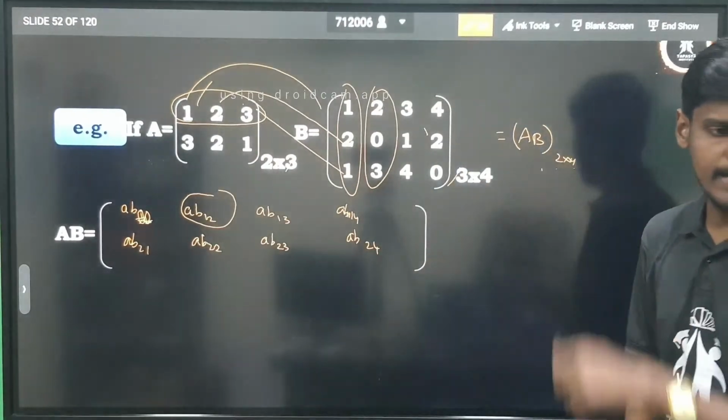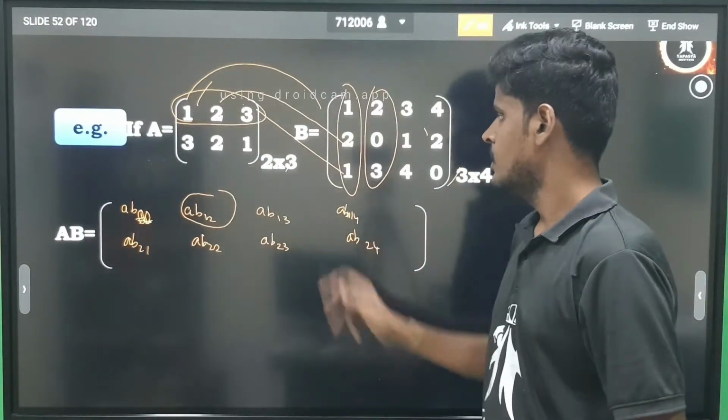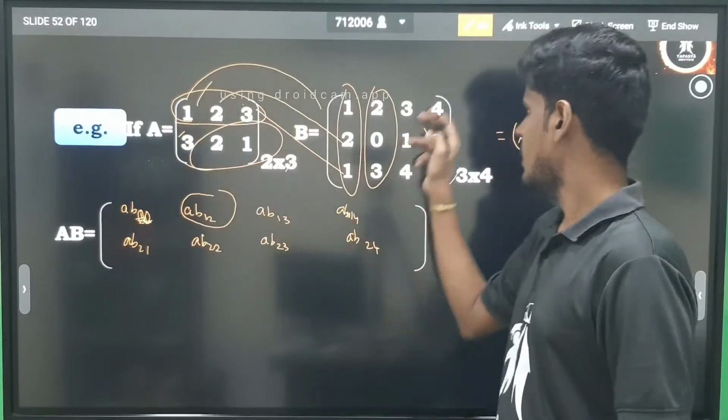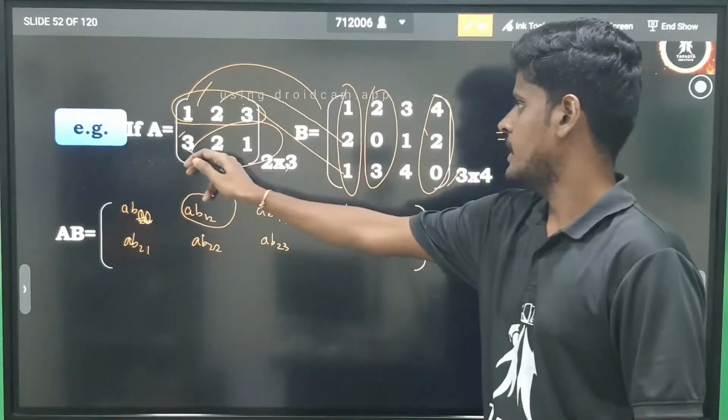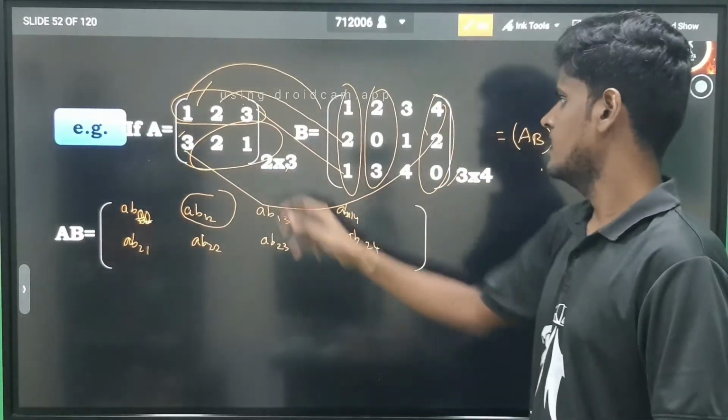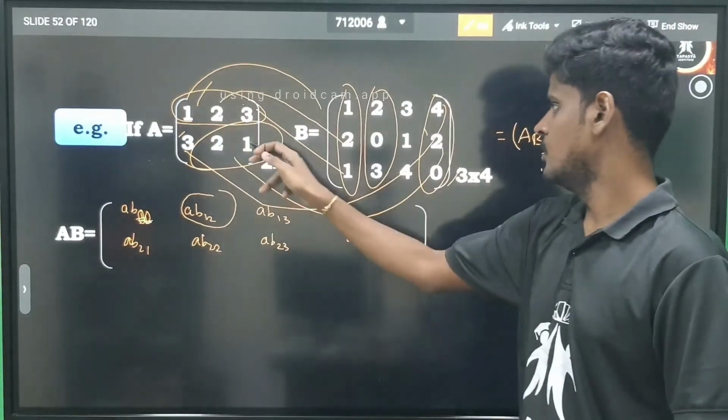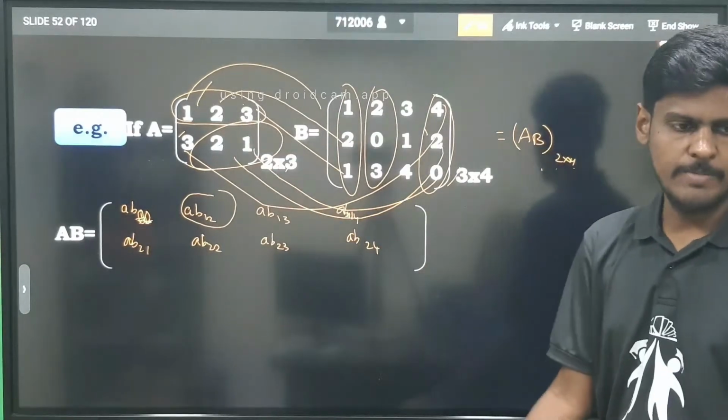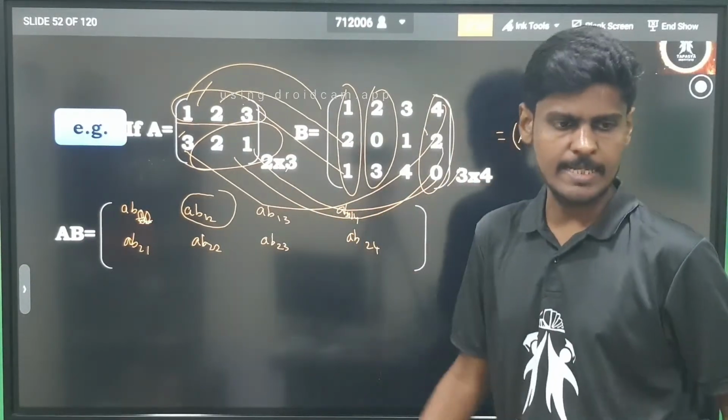Similarly, find all the values. What will be AB24? Take the second row and fourth column. 3 into 4, 2 into 2, 1 into 0. Multiply the corresponding elements. That is it.